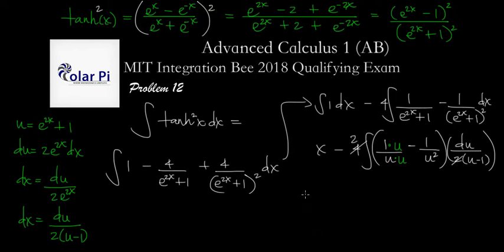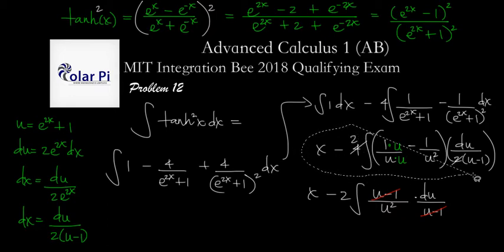And then we have x minus 2 times the integral of, this here is now u minus 1, right? So we have u minus 1, and then divided by u squared, and then we have times du divided by u minus 1. How wonderful, right? Because we can go boom, boom. And then we will have, right, let me get rid of this.